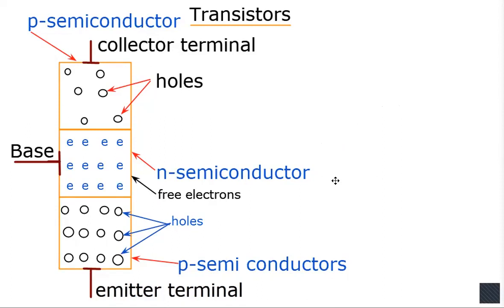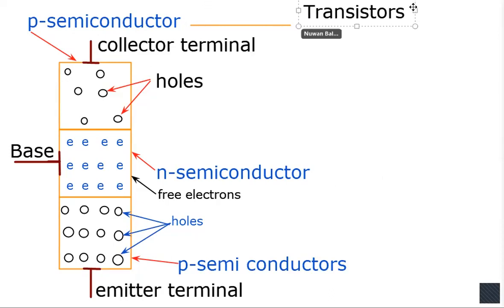Now tell me how many depletion layers are formed. While you are drawing, please tell me the number of depletion layers formed here. Two, sir. The first depletion layer is formed between the collector terminal and the base, the collector section and the base section. What is the second depletion layer? Base and the emitter terminal, sir. That is the base section and the emitter section.